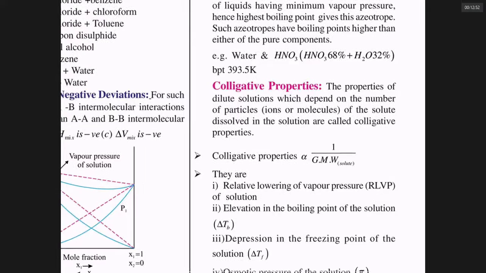Sir, what is a colligative property? A property that depends on the number of particles of solute but not on its nature. The number of particles of solute again depends on the molecular weight. The more the molecular weight, the fewer the number of particles in a given mass. Suppose I take 1 gram of urea and 1 gram of glucose, which has more molecules, sir?